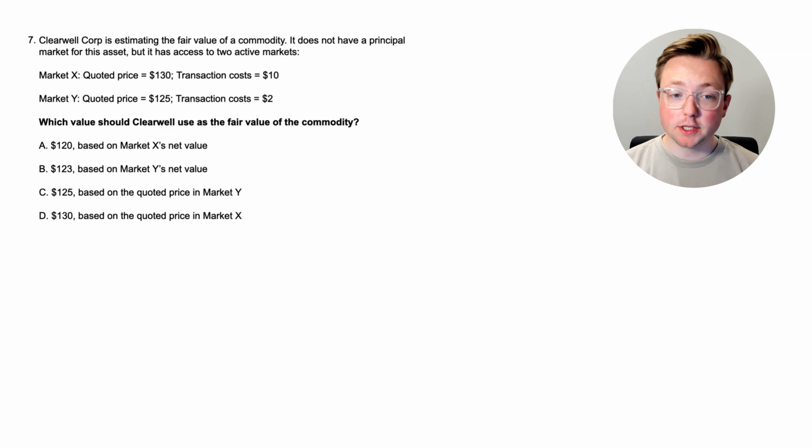It does not have a principal market for this asset, but it has access to 2 active markets. So Market X has a quoted price of $130 and transaction costs of $10. Market Y has a quoted price of $125 and transaction costs of $2. So again, which value are they going to use as the fair value of the commodity?